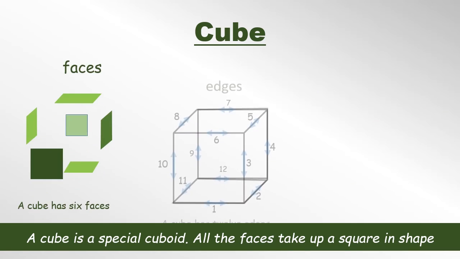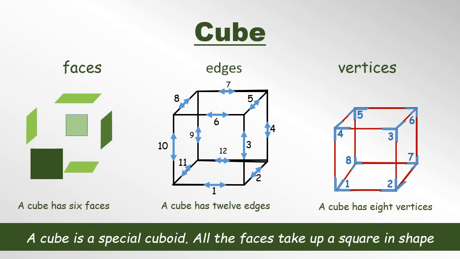Now back to the faces, edges, and vertices. A good look at the cube will reveal to you that its property count is the same as the cuboid. This is to say that the cube also has 6 faces, 12 edges, and 8 vertices.